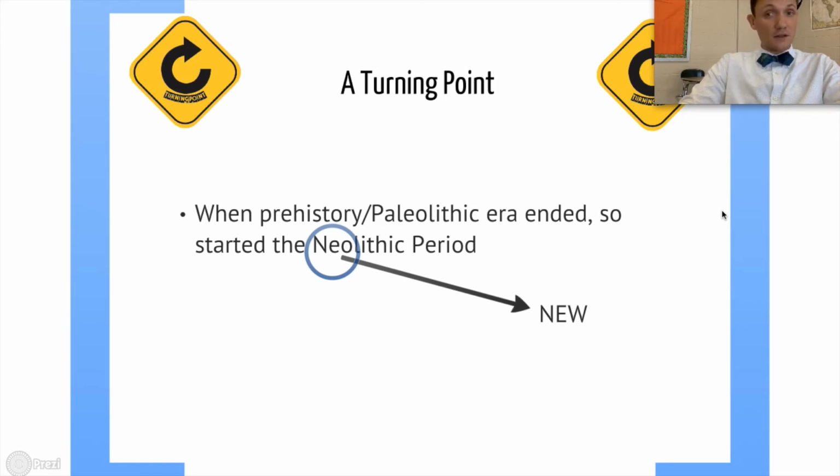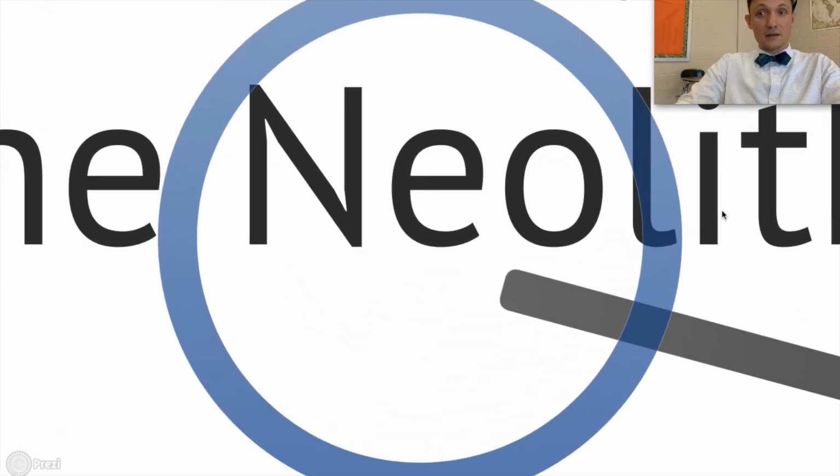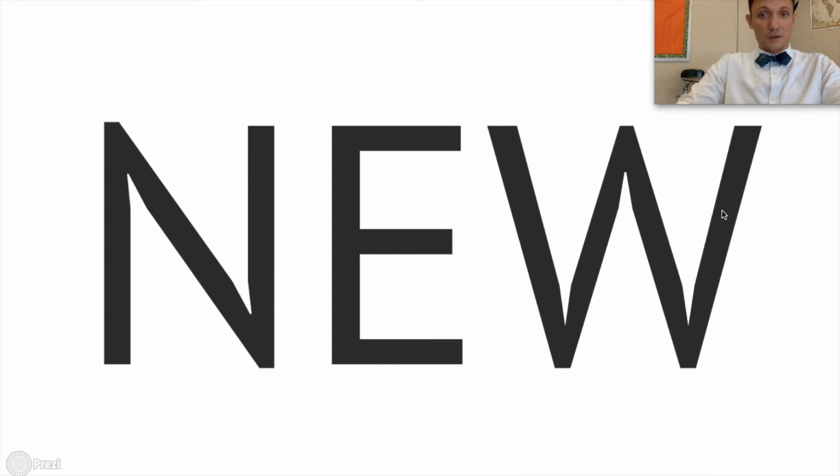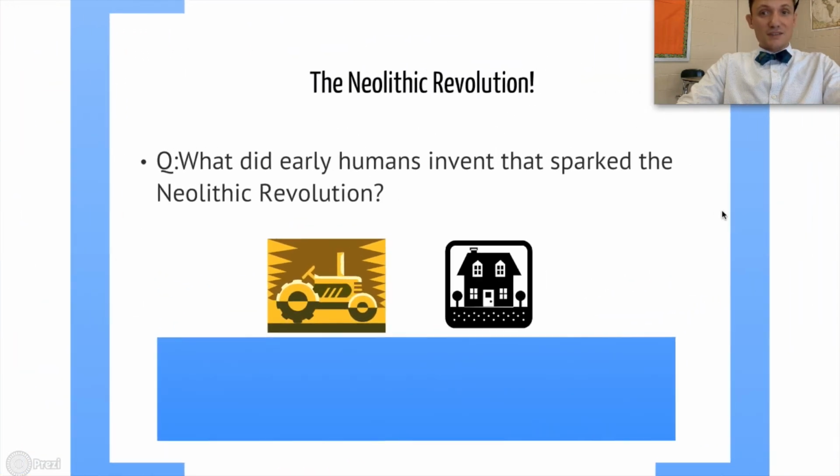Now, if Paleolithic means Old Stone Age, what do you think Neolithic means? Exactly. It means New Stone Age. The better question is what is it about these humans that made them Neolithic people? That event is called the Neolithic Revolution. There was one invention that started the Neolithic Revolution, and it ended the Paleolithic era, and so began the Neolithic era. Does anybody want to guess what that invention is?